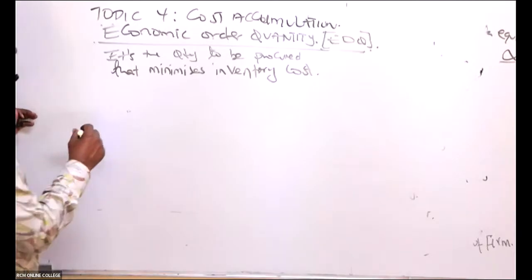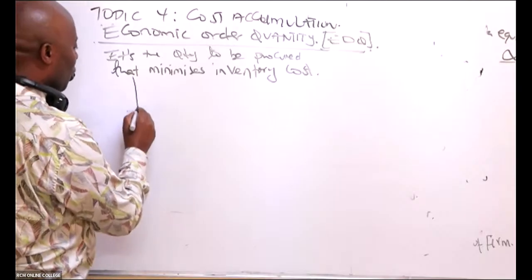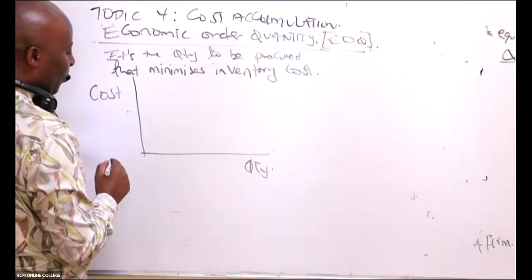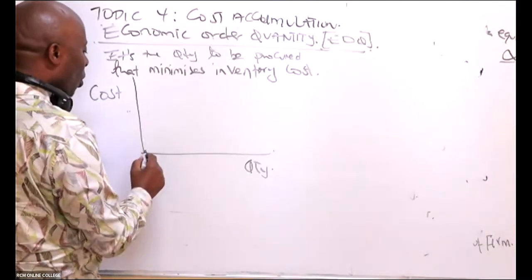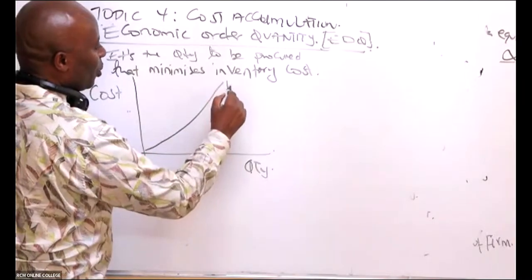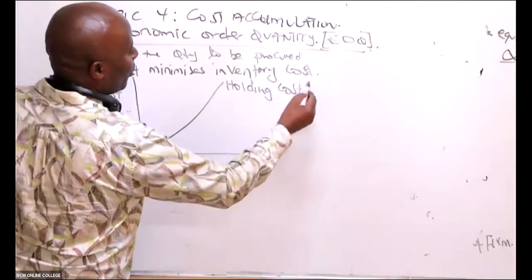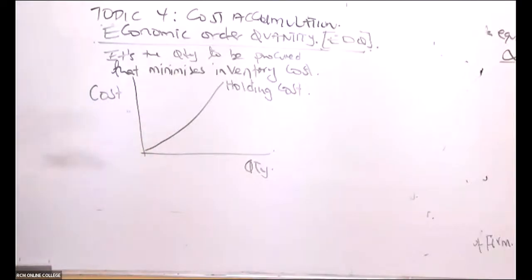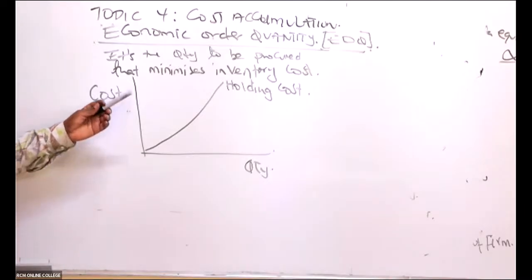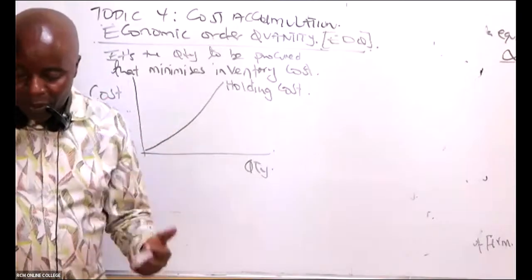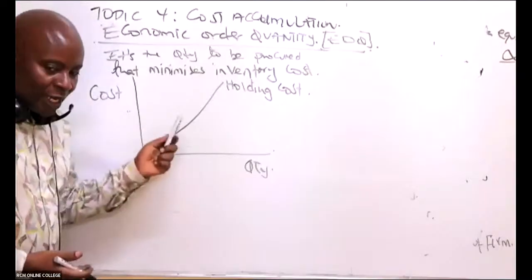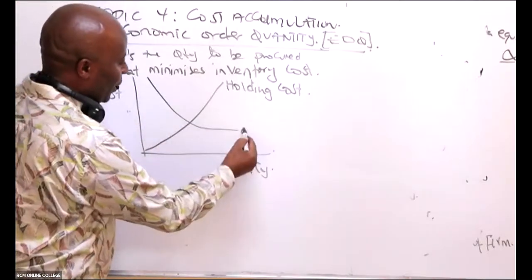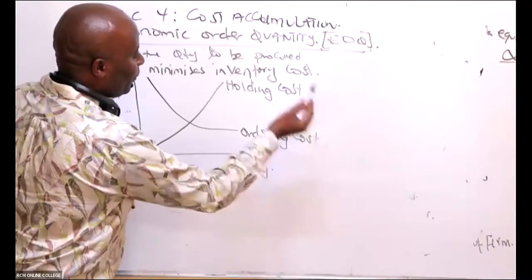Now, ladies and gentlemen, the most important thing is for you to know that there are 2 costs involved. So we have here quantity, we have here cost. We have what we call the holding cost. Holding cost will always keep on increasing as we procure. The more you bring, the more the space you need. The more the space, the bigger the rent. And then we have what we call ordering cost. Ordering cost is normally inversely related.